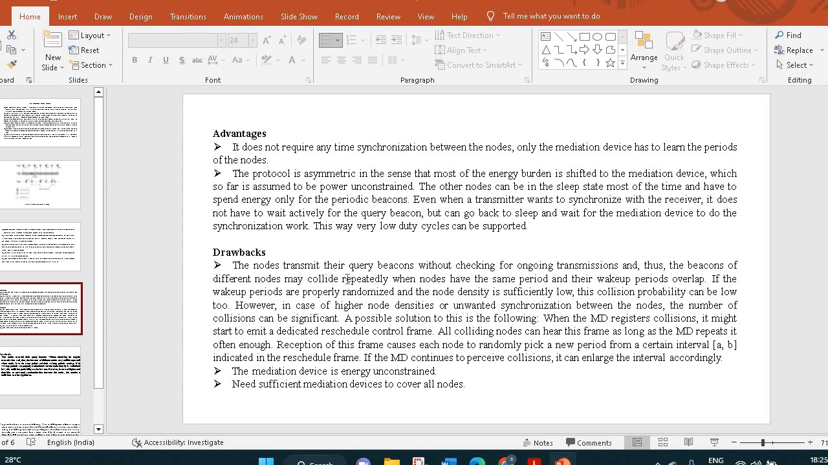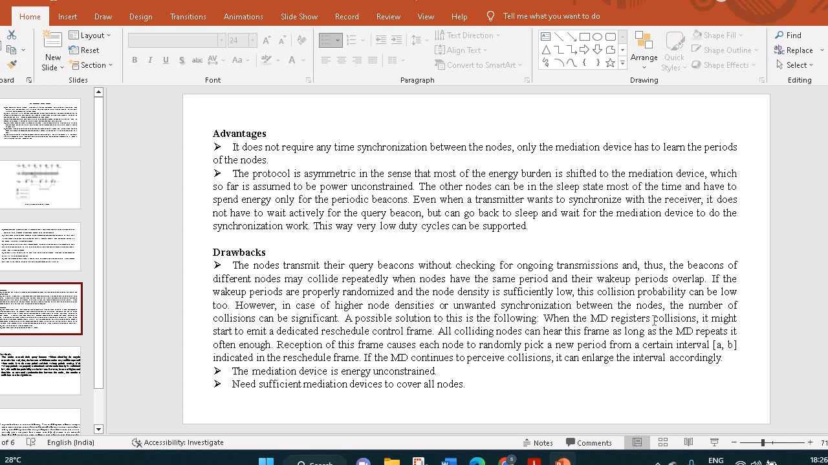Drawbacks: the nodes transmit their query beacons without checking for ongoing transmissions, and thus the beacons of different nodes may collide repeatedly when nodes have the same period and their wake-up periods overlap. If the wake-up periods are properly randomized and the node density is sufficiently low, the collision probability can be low too. However, in case of higher node densities or unwanted synchronization between the nodes, the number of collisions can be significant. A possible solution to this is the following.